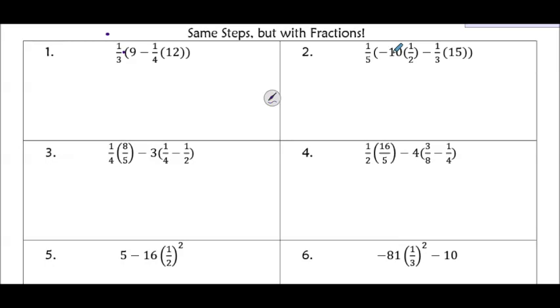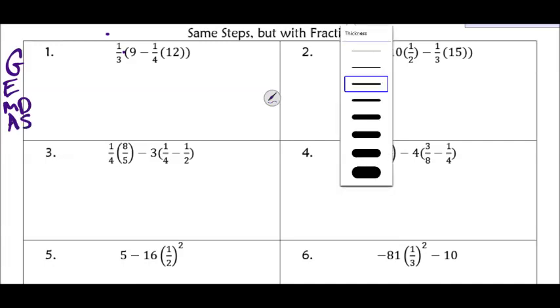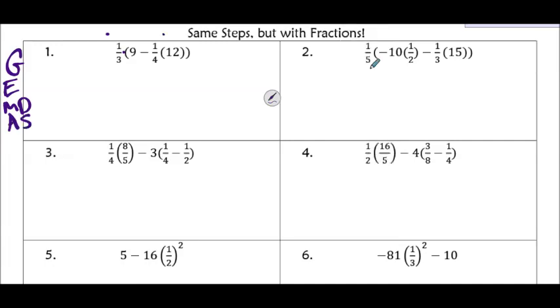Still have to follow GEMDAS here. We still have to follow our order of operations. So we have to do inside the parentheses first. So we're going to do everything in there, and we're going to follow order of operations inside of there. So we have to do this multiplication first. We have subtraction and we have multiplication. We have to multiply 1/4 times 12.